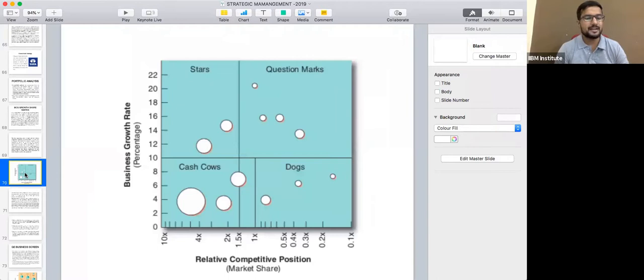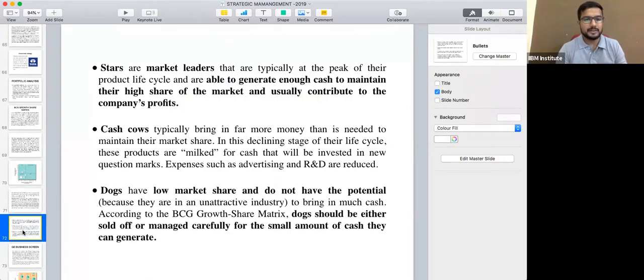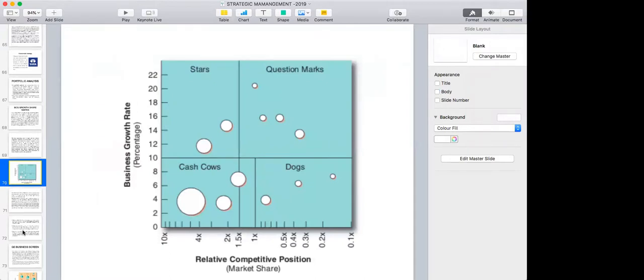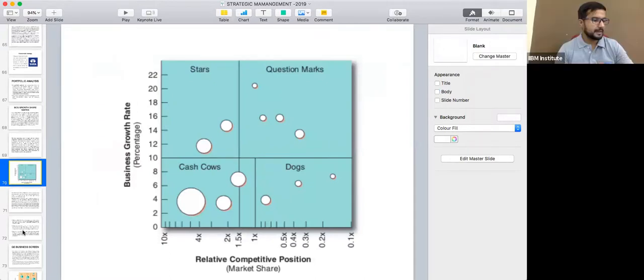An important thing is that in order to analyze your business portfolio, not talking about a single product, but the portfolio, you always need to go for BCG matrix analysis. I hope it's clear to everyone. Yes, sir. Any particular doubt?